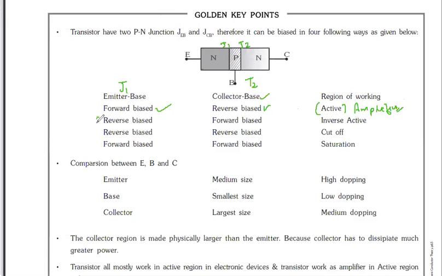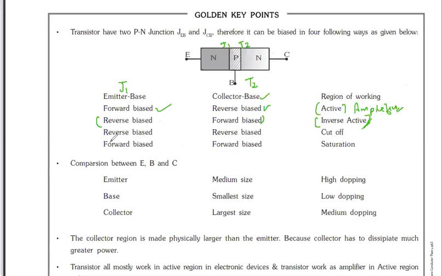Now, if it is reverse biased and the other is forward biased, it will work, but it won't be that effective. The amplification will not be that effective because of the doping. If the doping is almost the same, then you can say it is the same, but since the doping will not be the same, this region will not be as effective as this one. But again, this is just for theory, this is not a practical case.